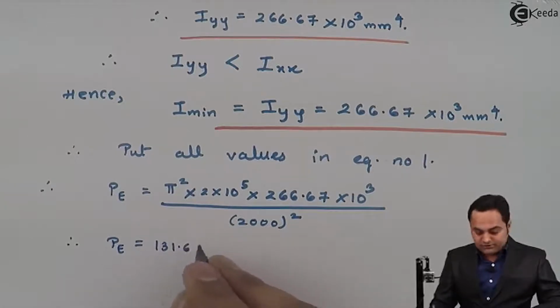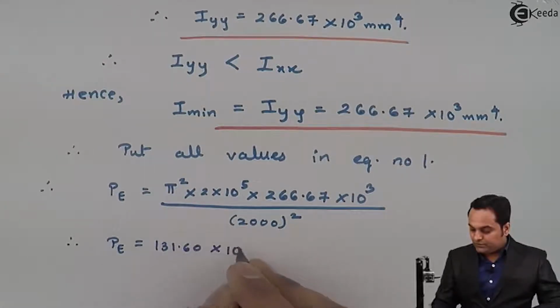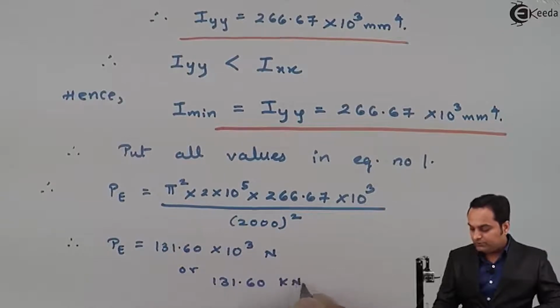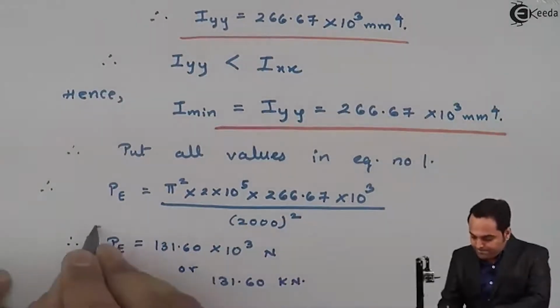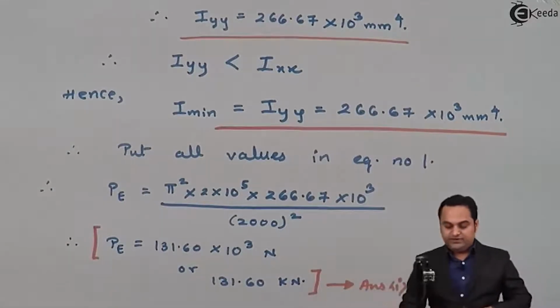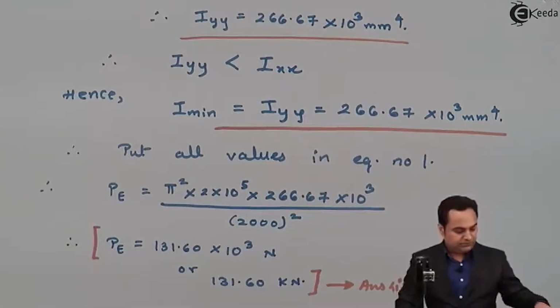Hence the Euler's load comes out to be 131.60 into 10 raised to 3 Newton, or it is 131.60 kilonewton. So this will be our first answer. That is, we have found out what is Euler's crippling load.